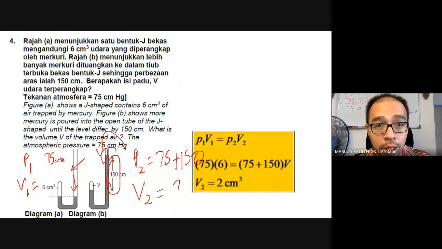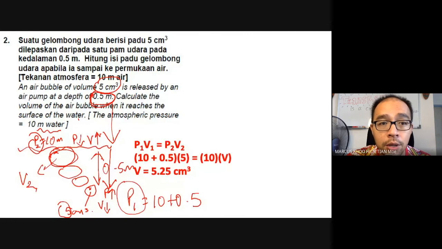But again, as I said before, you just need to make sure that P1 and P2 are using the same unit, no matter what the unit is. And then V1 and V2 are using the same unit. It does not necessarily have to be a standard international unit. If V1 uses liter, V2 also uses liter. If P1 uses centimeter HG, then P2 also uses centimeter HG. If P1 uses meter water, P2 also uses meter water.